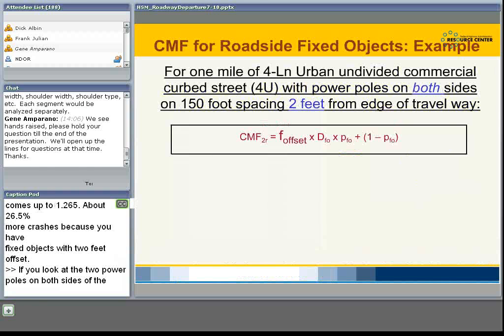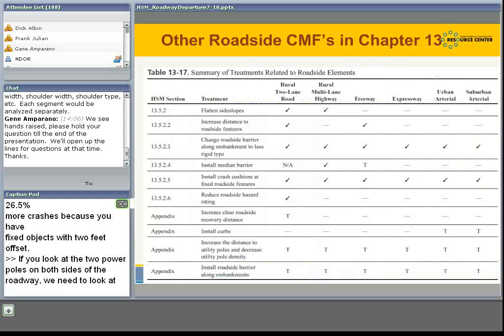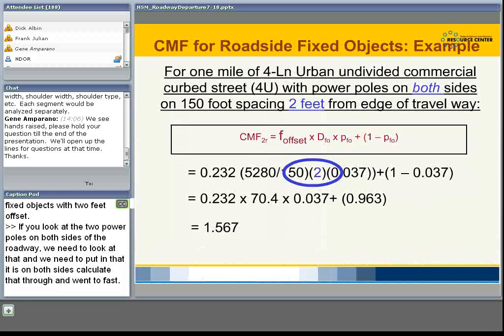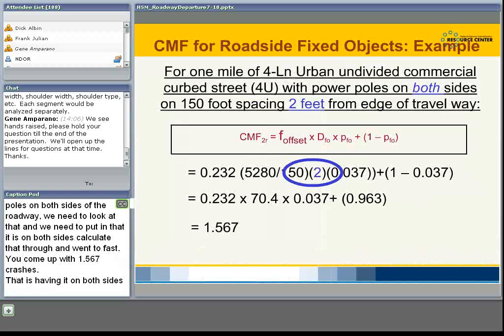And when you calculate that through, it comes up to 1.265. So about 26.5% more crashes because you have fixed objects at 2 foot offset. Now, if we look at having power poles on both sides of the roadway, we need to look at that, and we need to now put in that it's on both sides.